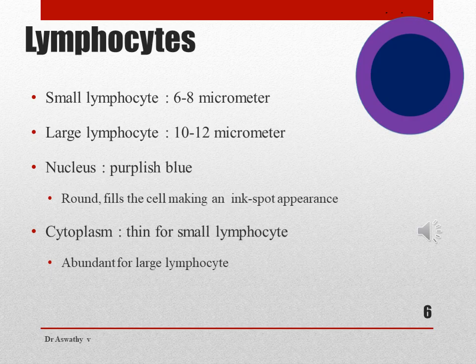But in case of large lymphocyte, there is a considerable amount of cytoplasm present. So lymphocytes are small lymphocytes and large lymphocytes. And do you know what natural killer cells are? They also look like lymphocytes, but they have granules.